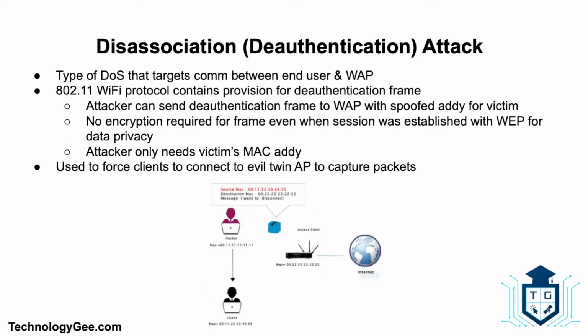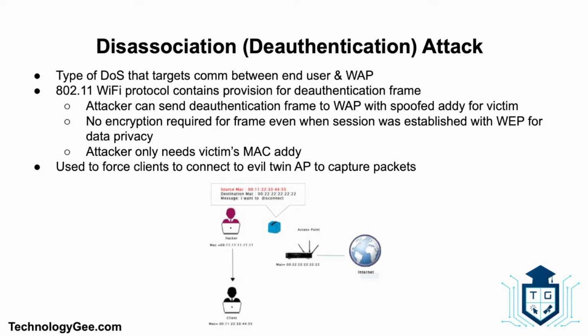Next, we have disassociation attacks, also known as deauthentication attacks. A Wi-Fi deauthentication attack is a type of denial of service attack that targets communication between a user and a Wi-Fi wireless access point. Unlike most radio jammers, deauthentication acts in a unique way. The IEEE 802.11 Wi-Fi protocol contains the provision for a deauthentication frame. Sending the frame from the access point to a station is called a sanctioned technique to inform a rogue station that they have been disconnected from the network.